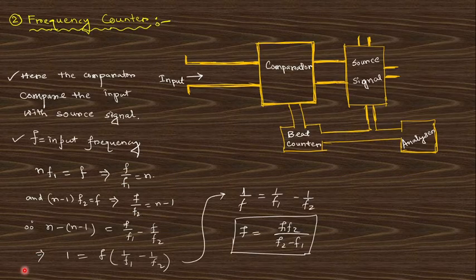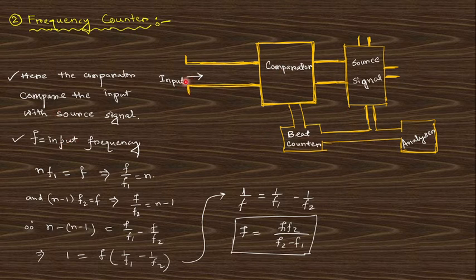Next one is the frequency counter. This is another direct measurement method to find out the frequency of the microwave. If you input the microwave at this point, this is the comparator, this is the source signal, this is the beat counter, and this is the analyzer, an electronic circuit.